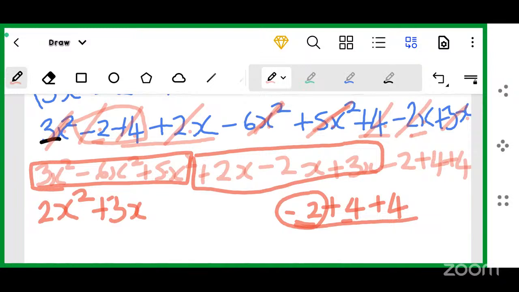Ma'am, but doesn't a positive plus a negative equal a negative? Okay, so now we are adding and subtracting, right? So we have negative 2, positive 4, and positive 4. Let me start it like this. Let's say we have our negative 2. What is 4 plus 4? 8. Perfect. Which is what sign?